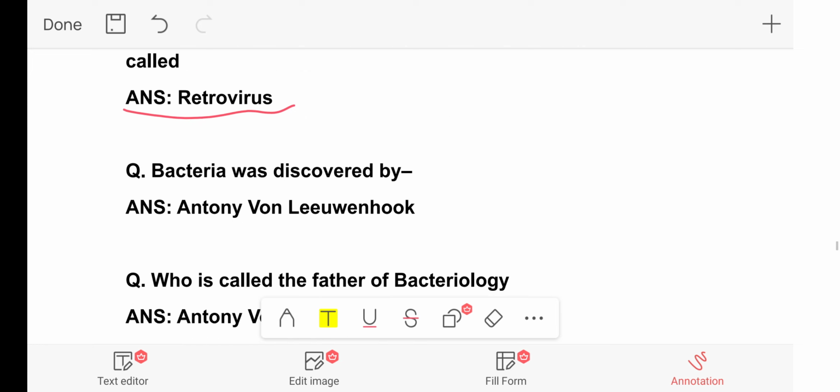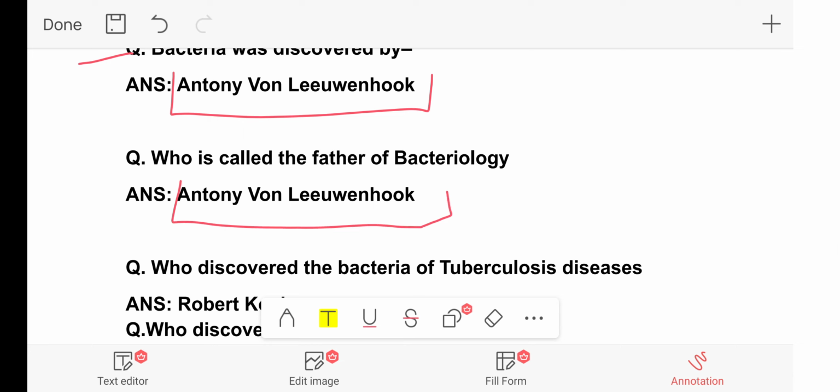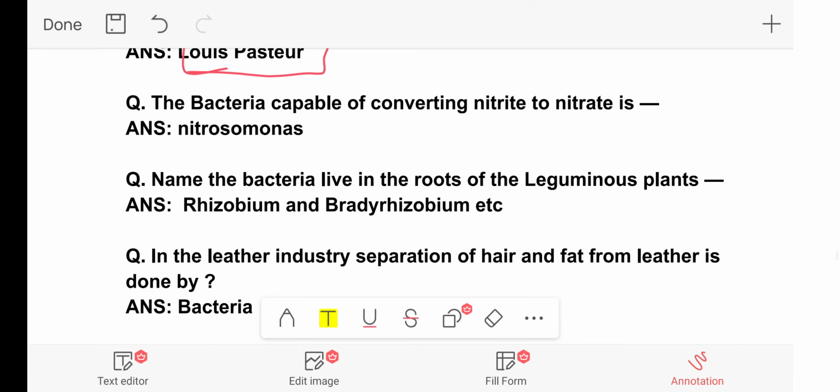Next, bacteria was discovered by, answer, Antony van Leeuwenhoek. Next, who is called the father of bacteriology? Answer is Antony van Leeuwenhoek. Next, who discovered the bacteria of tuberculosis disease? Answer, Robert Koch. Next, who discovered the vaccine of rabies? Answer, Louis Pasteur. Next, the bacteria capable of converting nitrite to nitrate is Nitrosomonas. Next, name the bacteria that live in the roots of the leguminous plants. Answer, Rhizobium and Bradyrhizobium, etc.